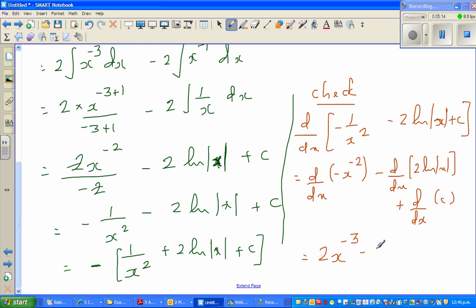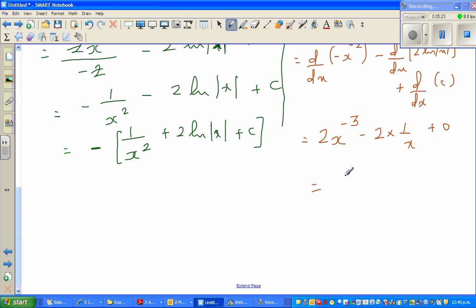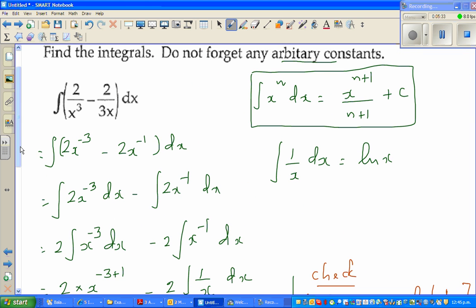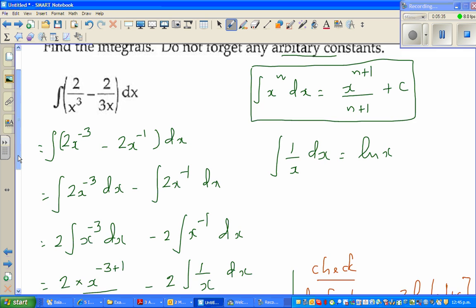Minus 2 times 1 over x, and this is 0. So this is nothing but 2 over x cube minus 2 over x, and that was the function. Okay, 2 over x cube minus, oh, I lost the 3 somewhere.